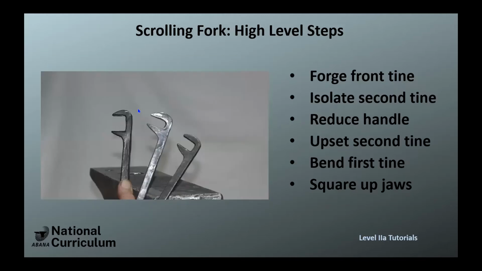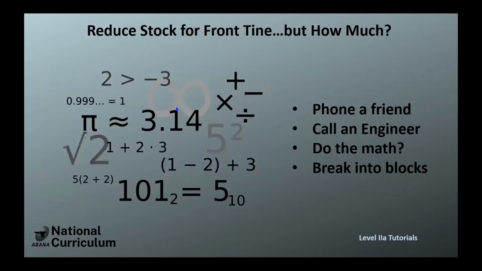and so that way you know whether you're moving in or out of plane. The high level steps are, we need to forge the front tine, the one on the end here. Then we need to isolate the second tine, reduce our handle so we have room, and then we upset the second tine. Then we can bend our first end tine there and then square up the jaws, and that's basically it for the business end.